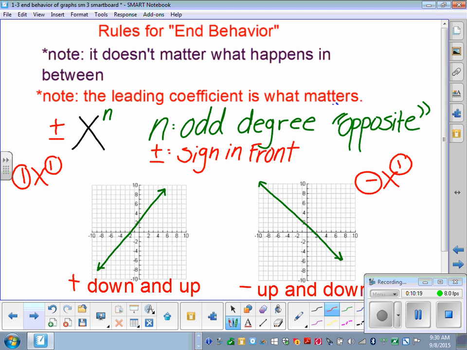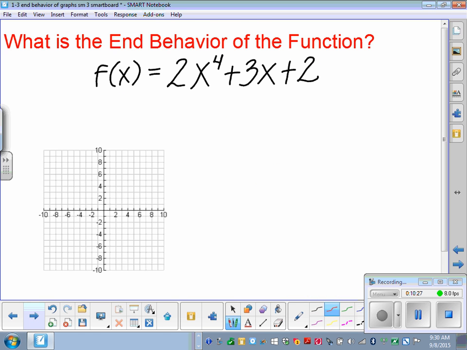Now, a lot of times you can use your calculator to graph it and just look at the end behavior, but at times you can't. You've got to use these rules, so that's why I'm teaching you them. Okay, ready to go. Here we go. First example. What is the end behavior of the function 2x to the fourth plus 3x plus 2?